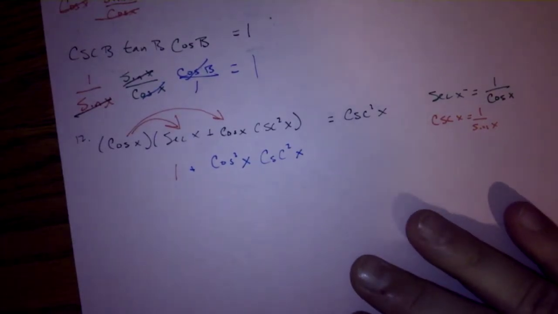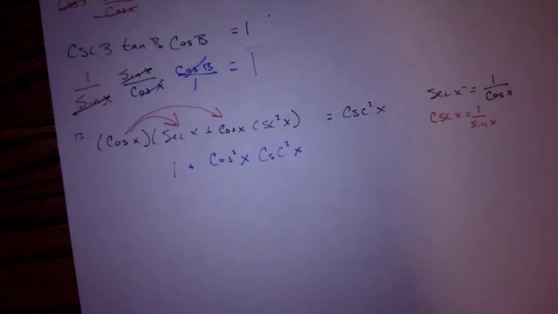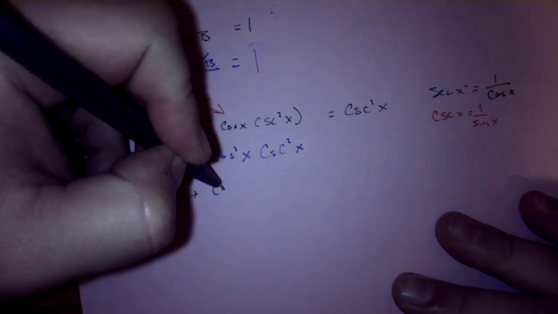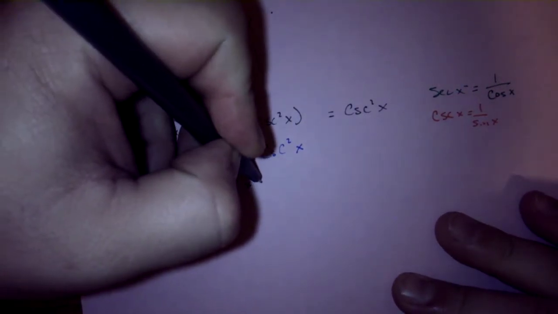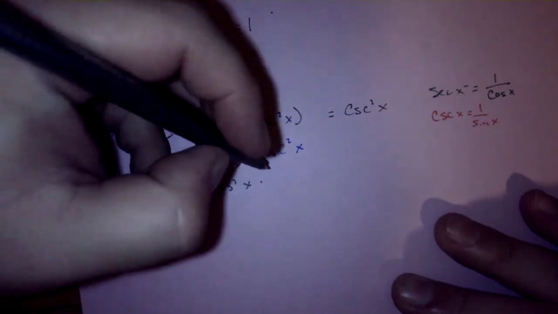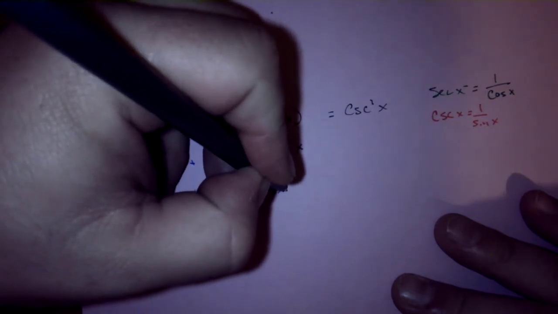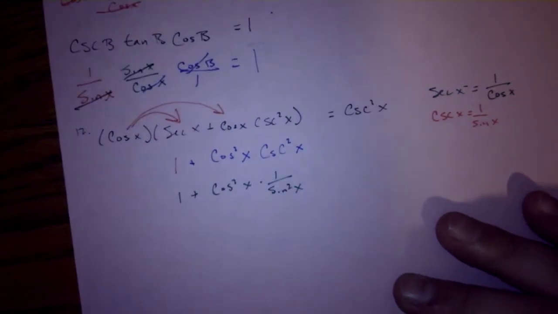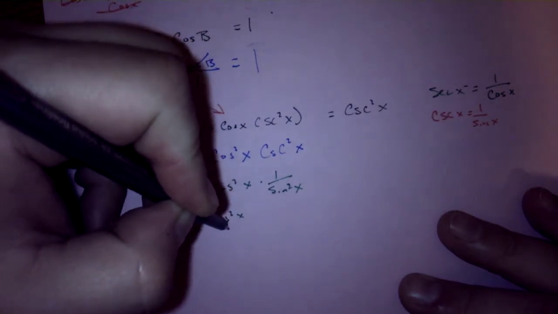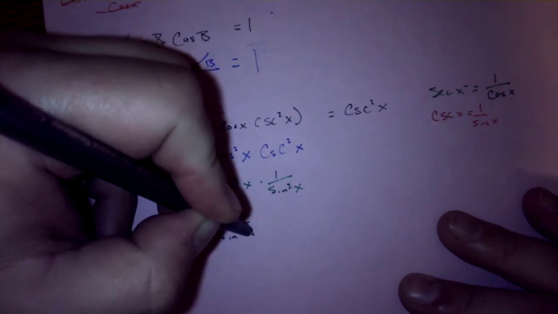All right, so I'm just going to, like I said, sometimes you don't really know what you're going to do. Okay, so I'm going to say 1 plus cosine squared of x times, I'm going to flip this to this. Okay, so I'm going to say 1 over sine squared of x. All right, so that gives me 1 plus cosine squared of x over sine squared of x.